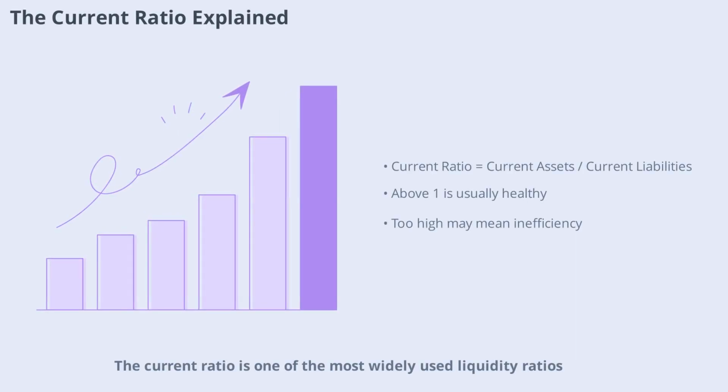Current ratio is one of the most widely used liquidity ratios. It measures a company's ability to pay off its short-term liabilities with its short-term assets. The formula is simple: divide current assets by current liabilities. A ratio above 1 means the company has more assets than liabilities due within a year, which is generally a good sign. However, an extremely high current ratio might indicate that assets aren't being used efficiently. Let's see how this ratio is calculated in practice.